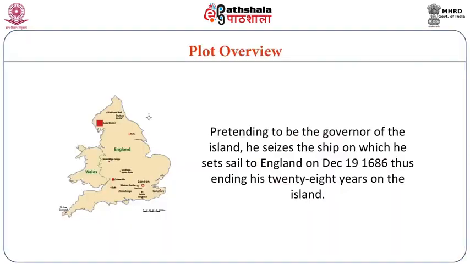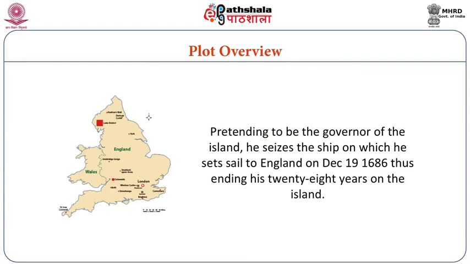So what we see repeatedly is the intervention of Crusoe, which is always an intervention which leads to him being in a position of power over other people. Whether those other people are the cannibals, whether those other people are Spaniards, or now in this case, whether those other people are the Englishmen themselves. Now, pretending then to be the governor of the island, he seizes a ship, and finally then, of course, he goes back to England on his ship after 28 years living on an island.